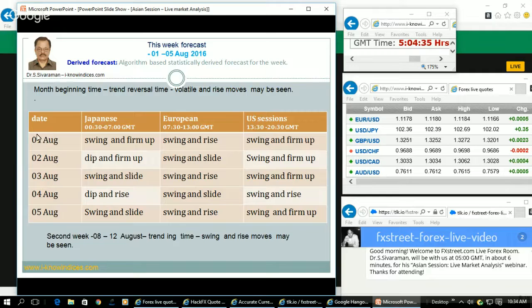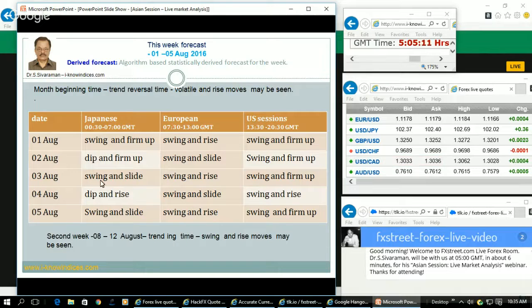So the expected market moves for this particular week: Monday today, swing and firm up during the Japanese session, and then swing and rise during the European session, and then swing and firm up during the US session are the expected moves. Then tomorrow, 2nd, they are expected to make a dip during the start of the Japanese session, and then firm up, and then swing and slide during the European session, and then firm up during the US session. Nominal upward move could be seen.